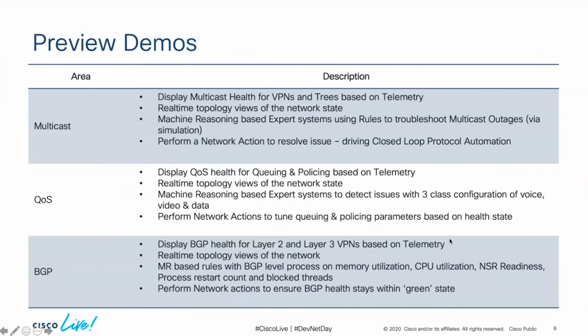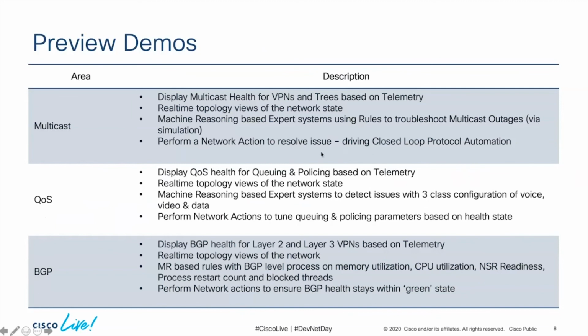Now, we've got 3 demos: multicast, QoS, and BGP. And there is a key methodology that we've used. We've used as a starting point telemetry, looking for multicast VPNs, looking for multicast trees, looking for QoS health, looking for BGP health for layer 2 and layer 3 VPNs. Now, this telemetry information essentially gives you real-time topology views. In addition, what we've done is we've added machine reasoning expert systems, and we've got these rules that will essentially troubleshoot multicast outages. Now, in the case of multicast, we've actually closed the loop.